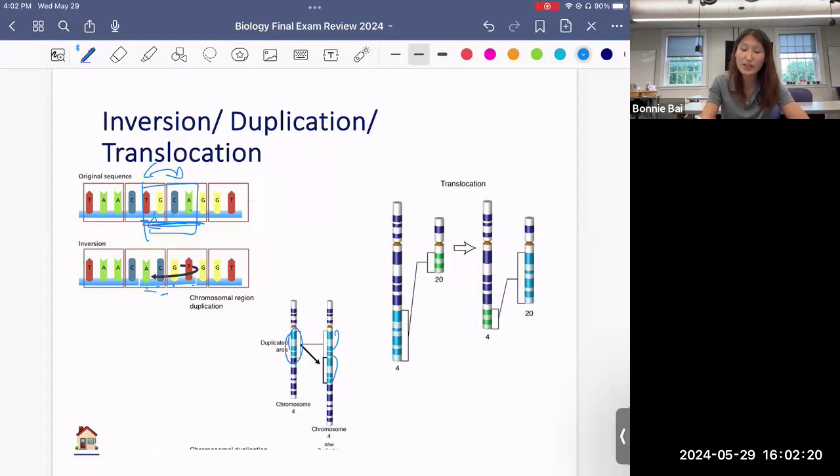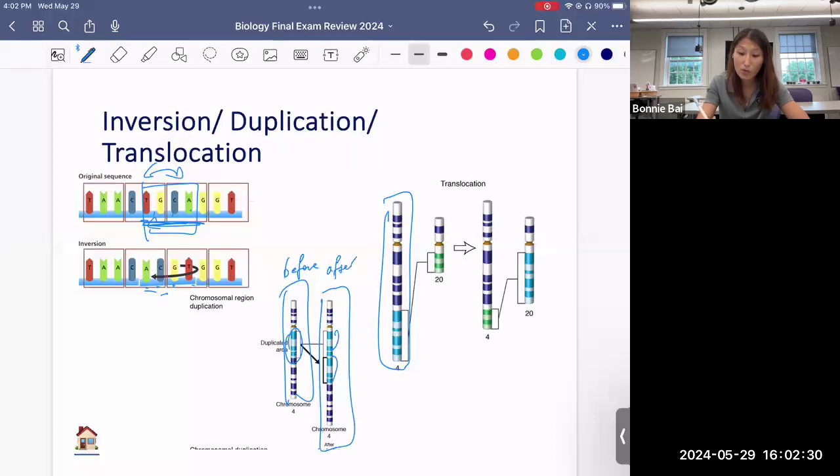That's duplication. Translocation involves 2 different chromosomes. This one right here is the before duplication, this is after, okay? Versus over here, these are 2 separate chromosomes. You can see they're completely different from each other, and they're doing a little switcheroo. It's like, I have this bottle, I have my head, put my head on the bottle, put the bottle cap on my head. Crazy. And that's called translocation. It's the only one that involves 2 chromosomes.